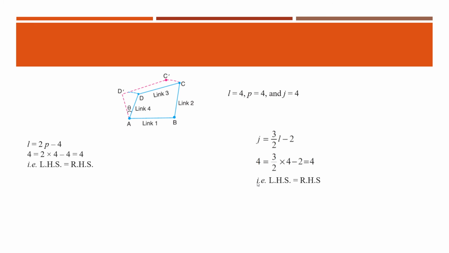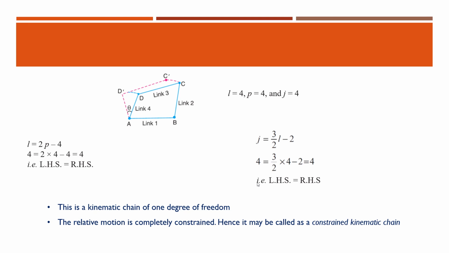Now, when we apply these values into our equations, LHS is equal to RHS in both the equations. So, this actually constitutes a kinematic chain. This is a kinematic chain of 1 degree of freedom and the relative motion is completely constrained. Hence, it is called a constrained kinematic chain. This is the basis of all machines. The relative motion is completely constrained means the motion of all the links can move only in one way. So, it is called a constrained kinematic chain and this is the basis of almost all the machines.